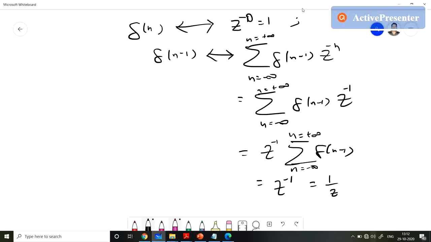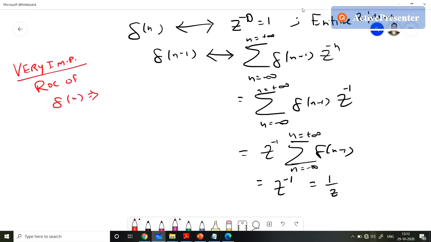Now what is the ROC for this? Very important point. The ROC of delta[n] is the entire z plane. The z-transform of delta[n] is 1, and that ROC is basically the entire z plane.